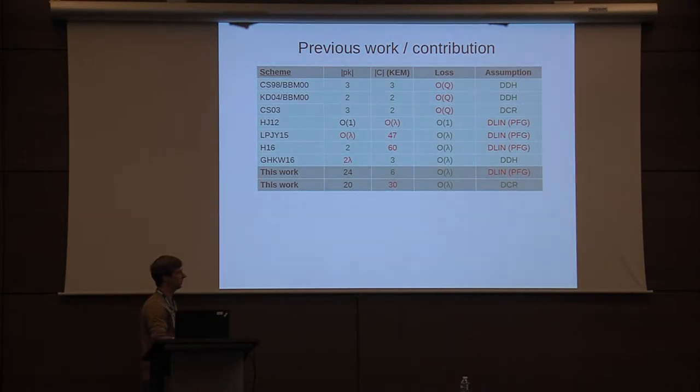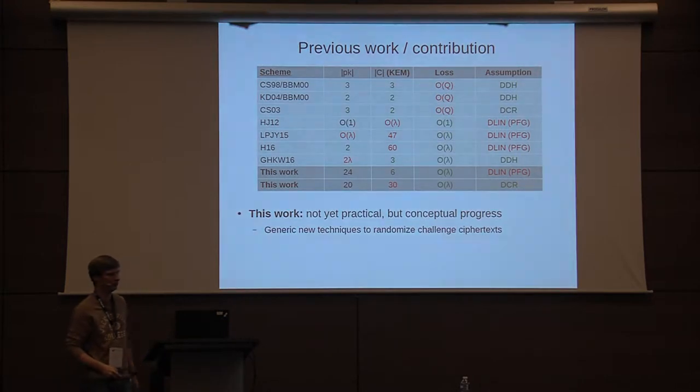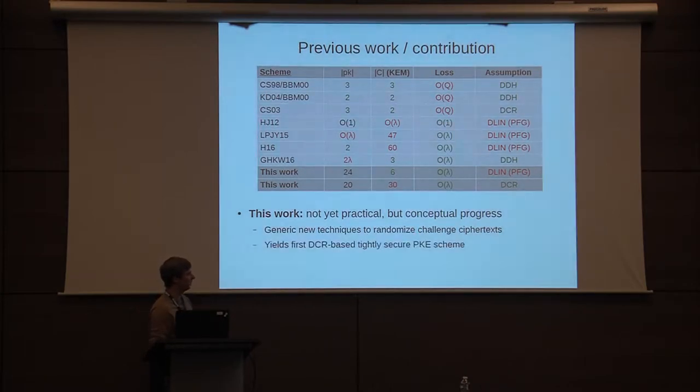and we also get a new scheme from the DCR assumption. In fact, what's interesting is that the main contribution of this work is that we present generic new techniques to solve the problem and to randomize challenge ciphertext. And in particular, as a demonstration, this gives the first tightly secure public key encryption scheme, so tightly chosen ciphertext secure public key encryption scheme from a DCR or DCR-like assumption.